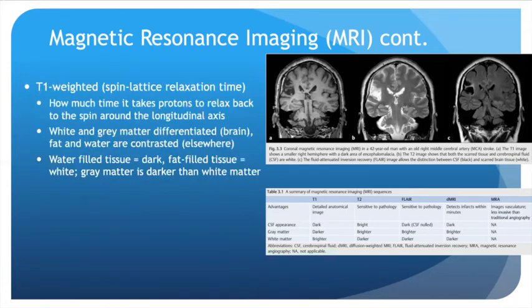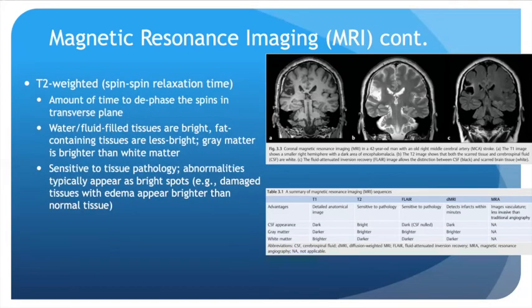T1 weighted MRI basically tells how much time it takes the protons to relax back to the spin around the longitudinal axis. So water-filled tissue appears dark, fat-filled tissue is white, and gray matter is darker than white matter. One example is in the case of multiple sclerosis, where fat is stripped away and is replaced by water.